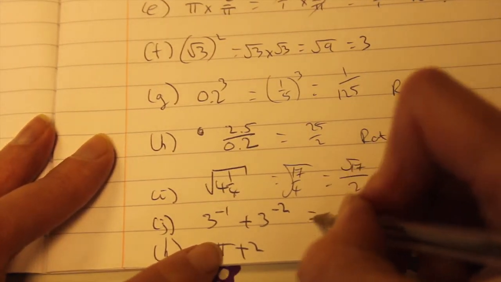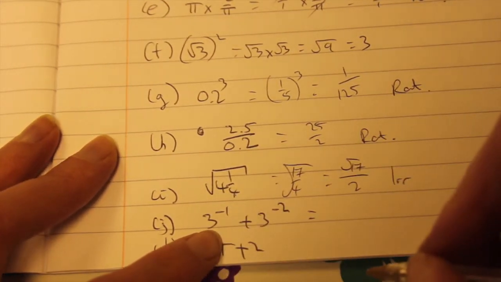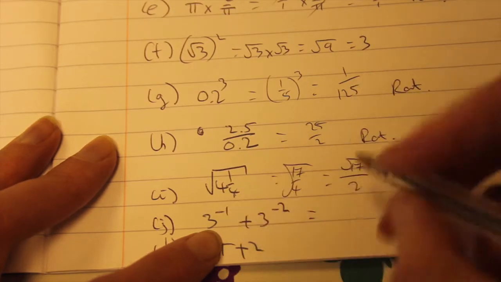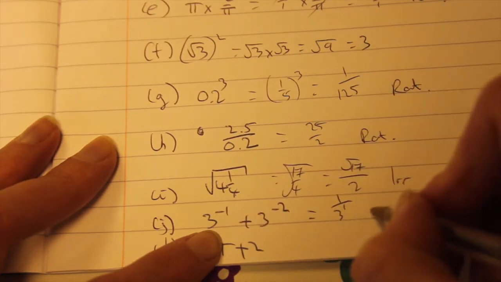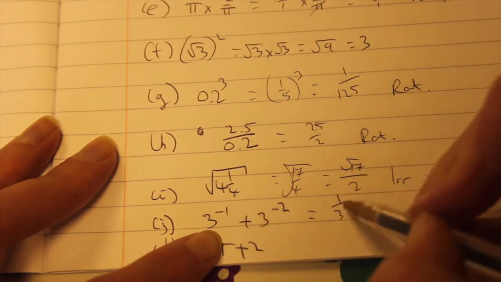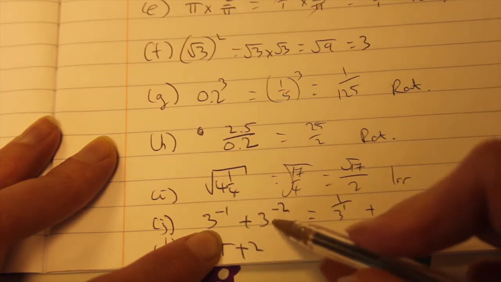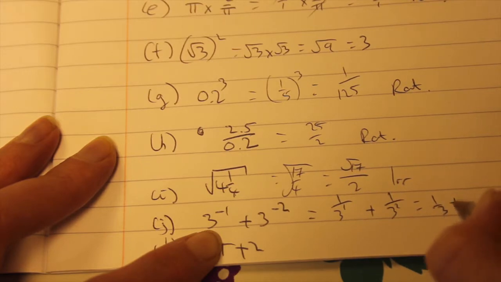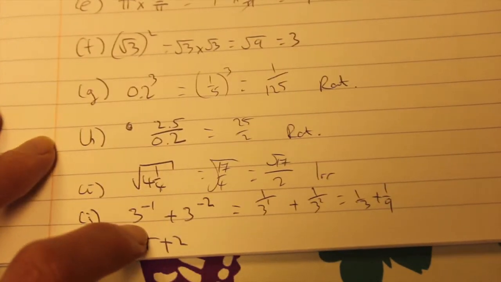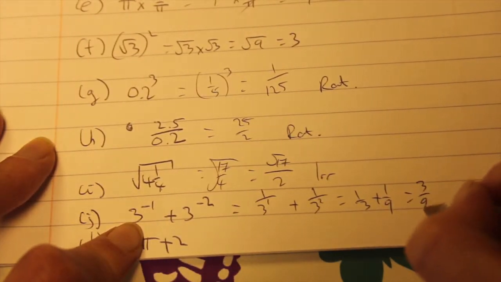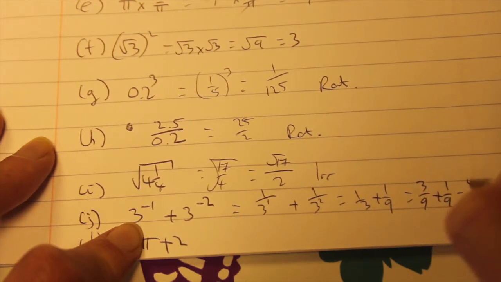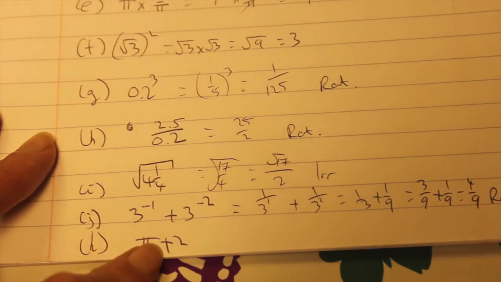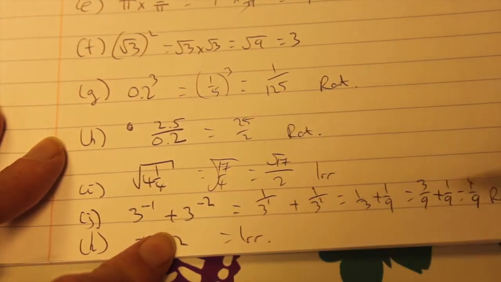J. I'll be doing more work with negative indices later on. What a negative index means, it means 1 over the positive index. So I write that as 1 over 3 to the power of 1. I write this one as 1 over 3 squared. So it's a third plus a ninth. A third, make the bottoms the same, so it's 3 over 9 plus 1 over 9, which is 4 over 9, which is rational. And the last one is pi, is an irrational number, plus 2, so the whole answer is irrational.